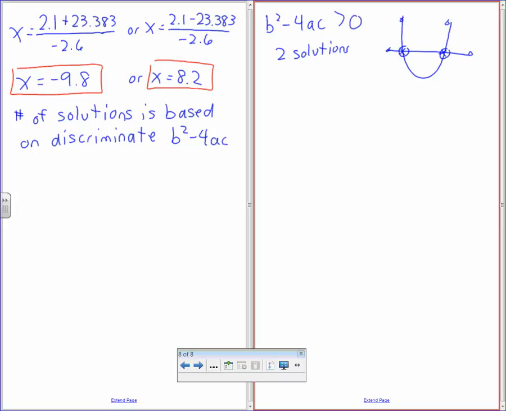Maybe I should just take a step back. What is b squared minus 4ac? Where have you seen that before? That's the thing in the quadratic formula, right? That's what's inside the square root. So if the square root is positive, it means there's going to be two answers. Okay? If the square root is equal to 0, there's going to be one answer.